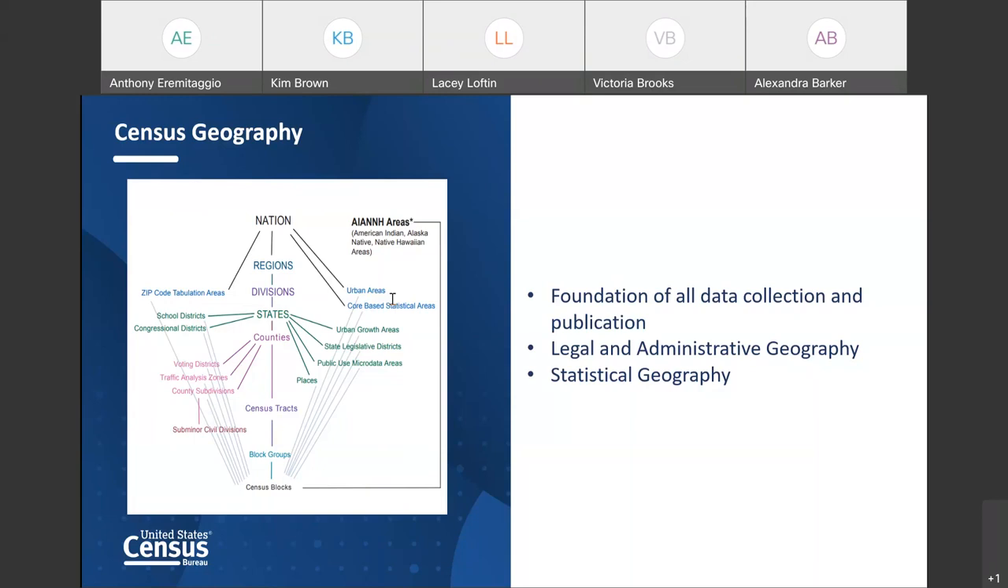For instance, the economic census is mostly done at national and state level, with some limited county and economic place information, depending on the sector that you're working with. The retail trade sector has some data available at zip code level, and that's the only one in the economic census that has that level of geography available. So it is very important to remember that geography will vary according to census and survey.